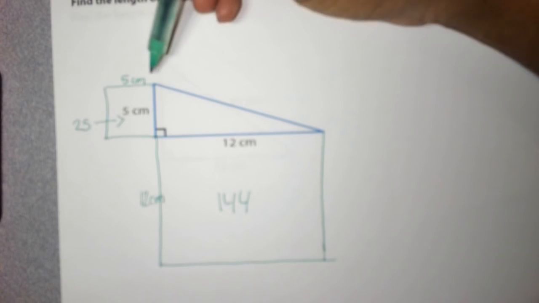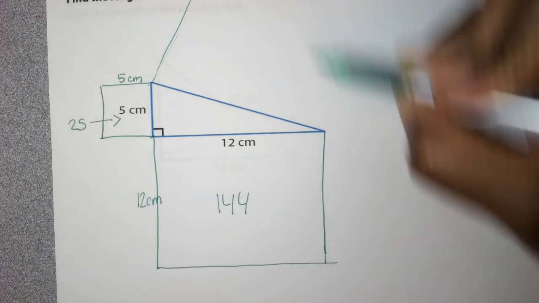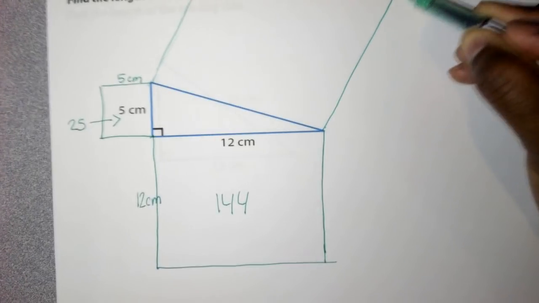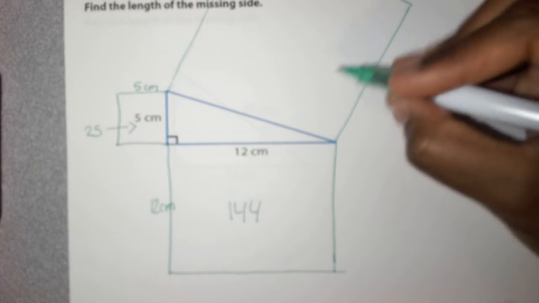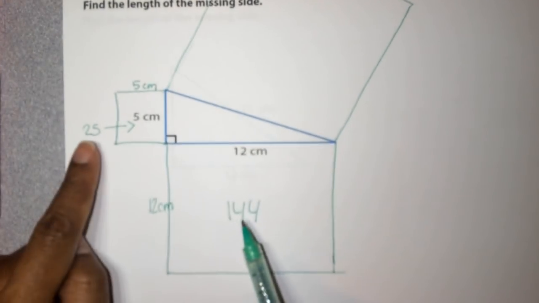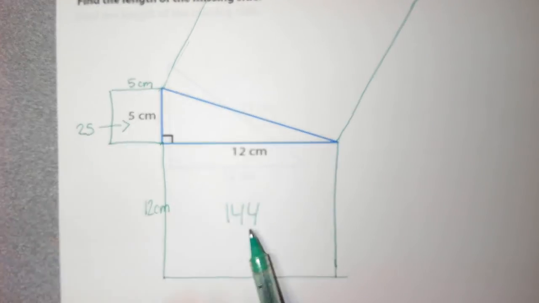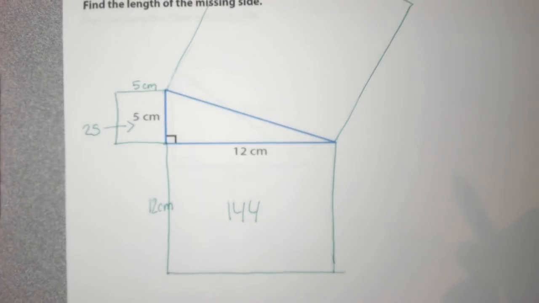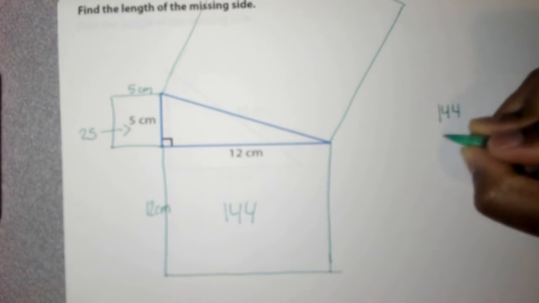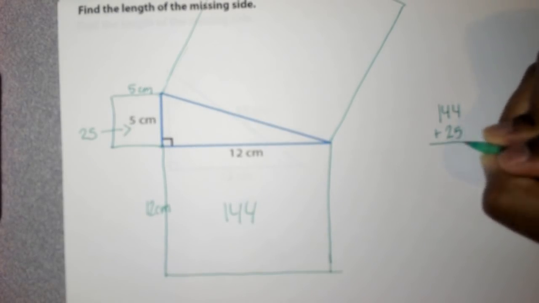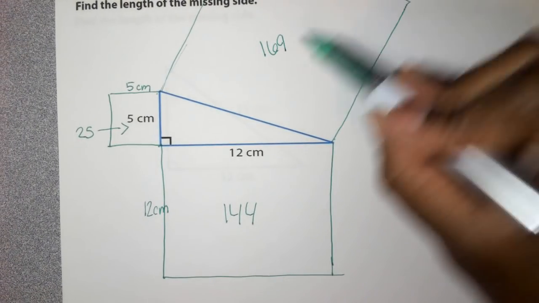And I need to make an additional square for my larger side, and I know that the smaller two squares added up equal how many squares are in my larger one. So that means I can say 144 plus 25. That gives me 169, which means that I have 169 squares in this larger square here.